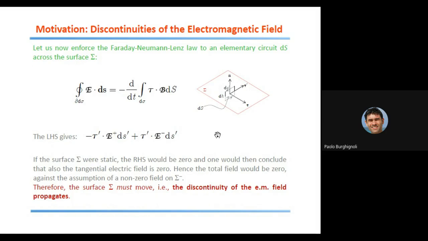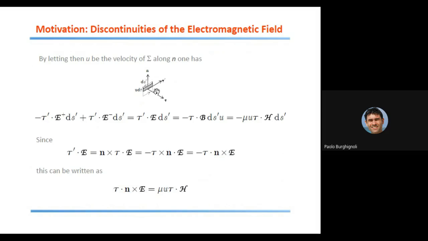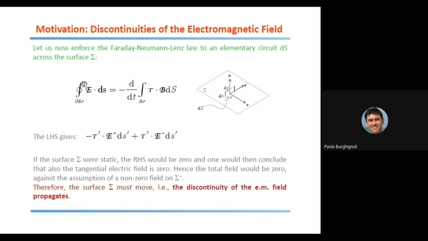Let us see something more about this movement. Let us now assume that our surface is moving along the normal direction n with some velocity u. What changes in the previous reasoning? Okay, the left-hand side of our Faraday-Neumann-Lenz law remains the same. However, now the right-hand side is non-zero. Why is it non-zero? Well, basically because the flux of the magnetic induction now changes in time, so its derivative is non-zero.